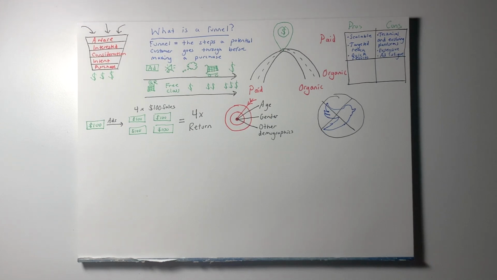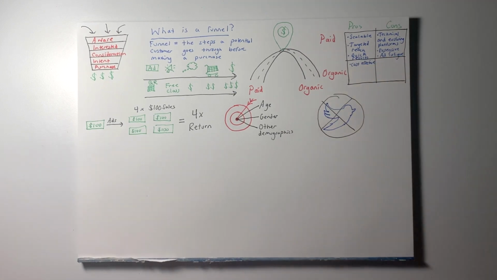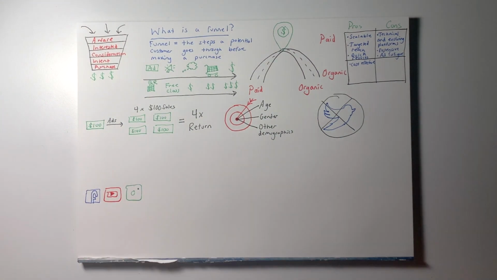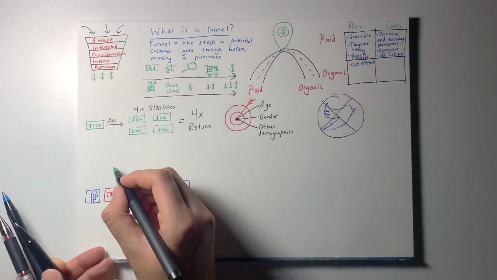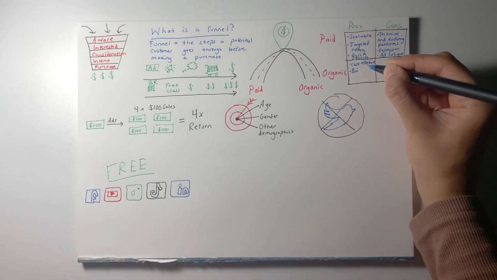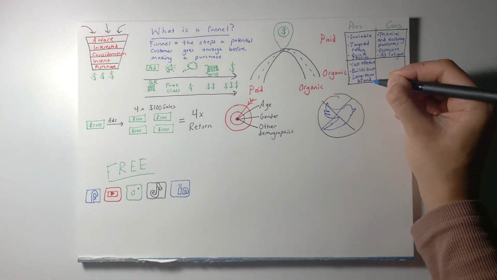Now let's talk about the pros of an organic funnel. One huge pro is that it is very cost effective. To post on places like Facebook, YouTube, Instagram, TikTok, and LinkedIn is all free. Everything you need is likely already in your pocket. Another pro is that it builds strong trust while also creating a long-term brand for you and your business.